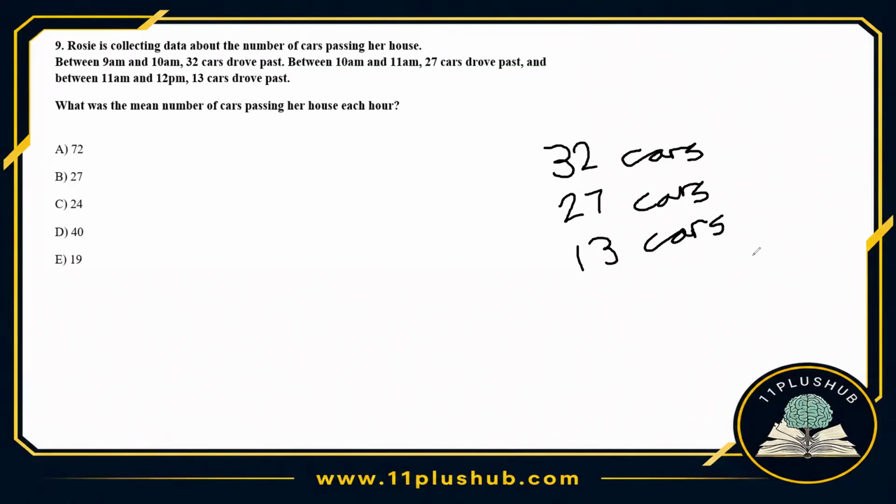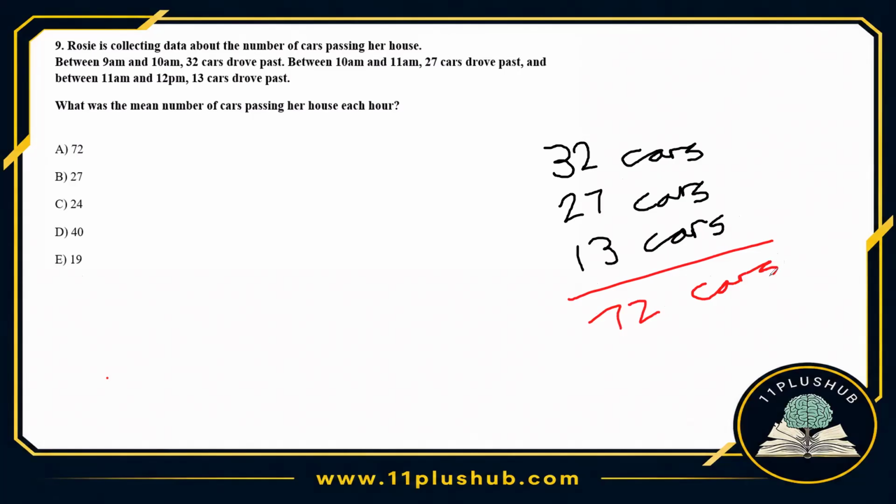And then it asks me, what was the mean number of cars passing her house each hour? Now, how do we figure out the mean? The mean is an average, isn't it? So what we need to do to figure out the mean is add all of our data together and then divide the answer by the number of different data inputs that we had. Okay, so let's do the first bit first. We add all of the data together. So 32 cars plus 27 cars plus 13 cars. That's going to give us 72 cars.